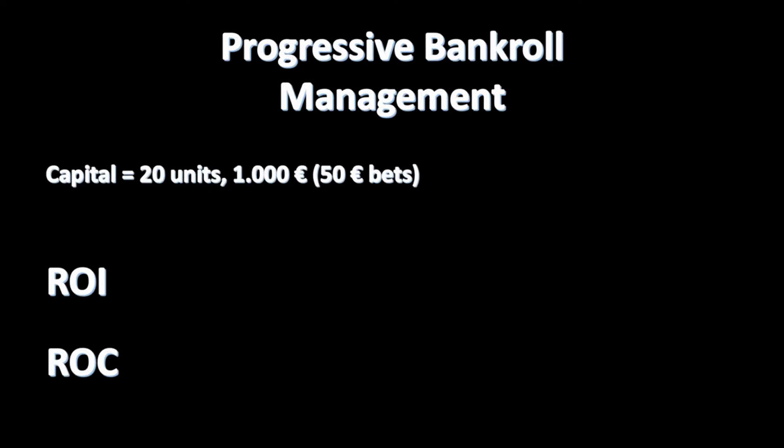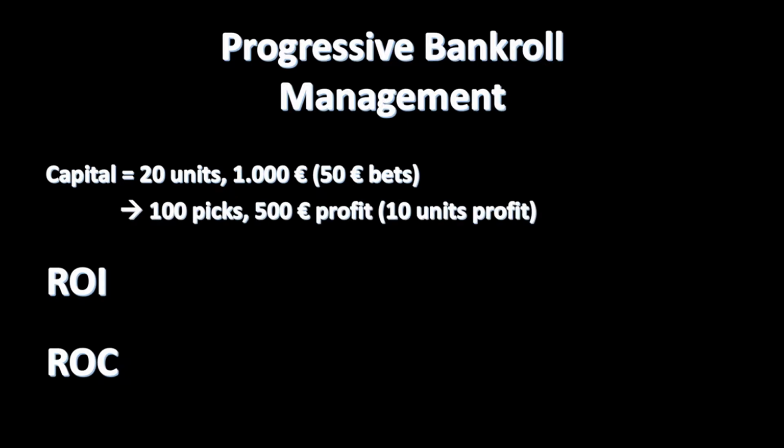First of all, let's take a look at the basic betting indicators, return on investment and return on capital. We'll use one example for better understanding. Let's say you have a 20-unit bankroll of €1,000 in total. This means you'll bet €50 per bet. Let's assume that after 100 picks, or €5,000 in placed bets, you've made €500 profit. In terms of units, you've made a profit of 10 units.